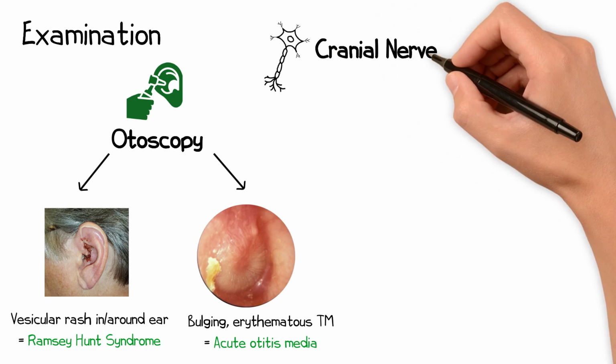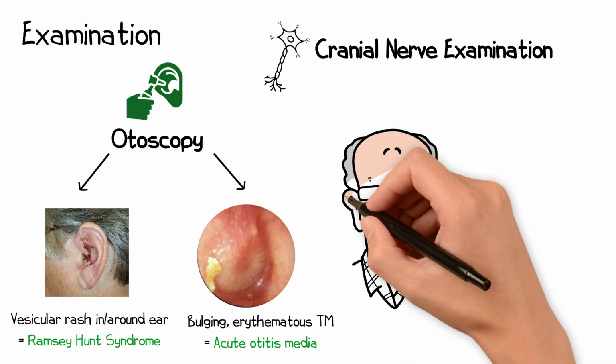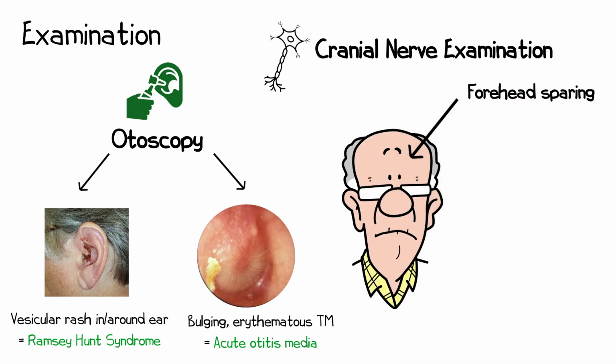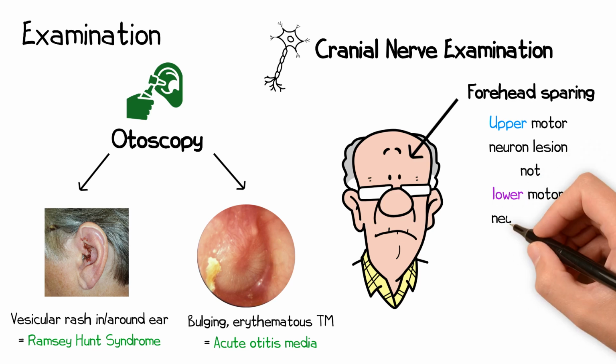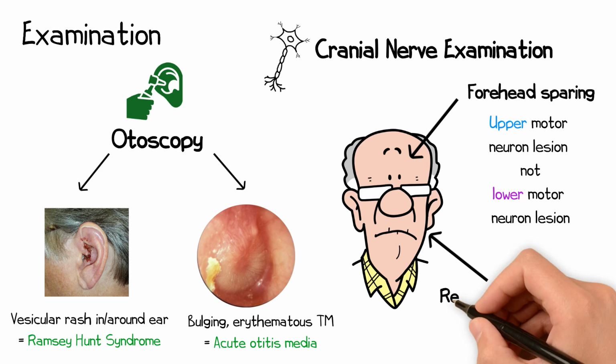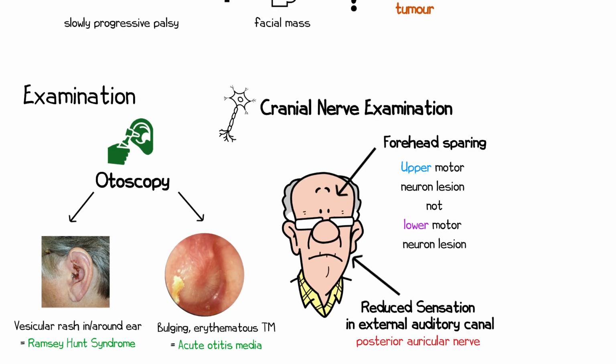A full cranial nerve examination is essential to confirm the facial palsy and to assess for involvement of other cranial nerves. It also helps to distinguish upper motor neuron lesions, which typically spare the forehead, from lower motor neuron lesions, where all branches are affected. Finally, inspection of the external auditory canal may reveal reduced sensation in cases of posterior auricular nerve involvement.